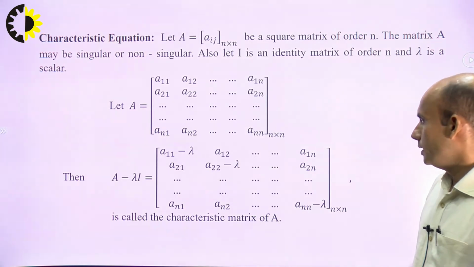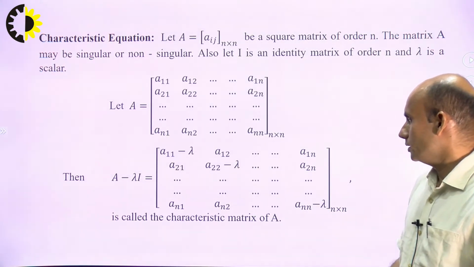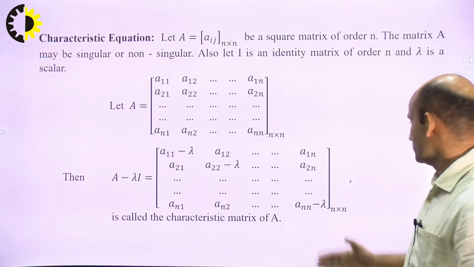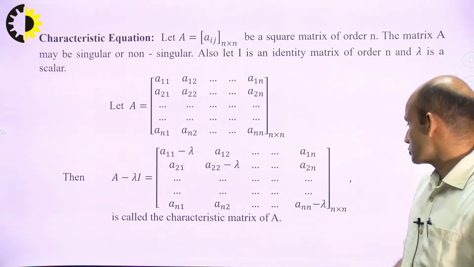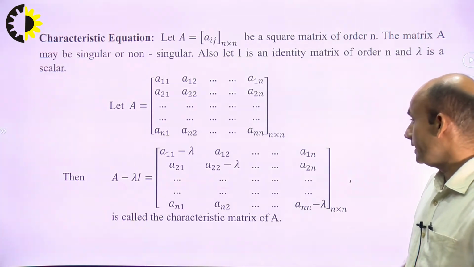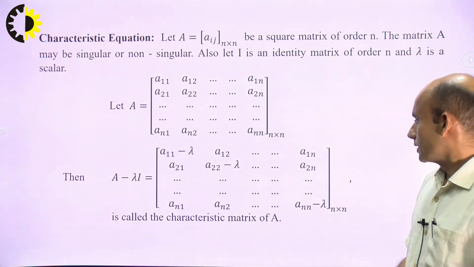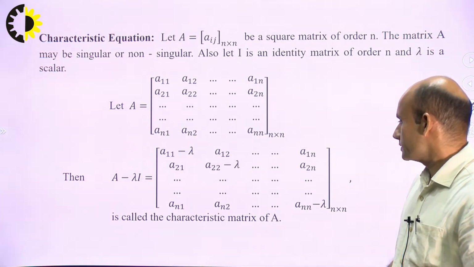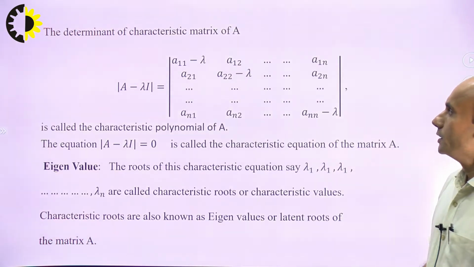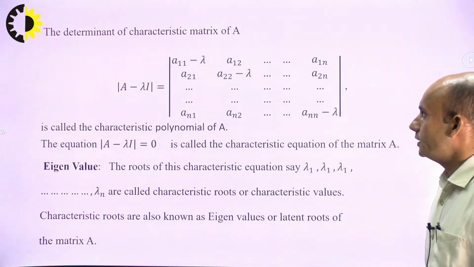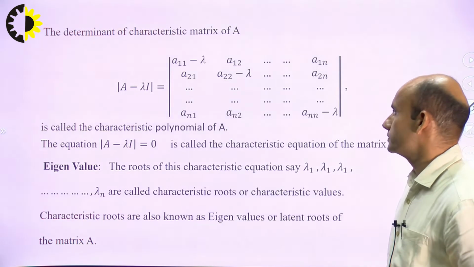Now we have a matrix A minus lambda I, which is equal to this one, and which is also a matrix of order n by n, where I is the identity matrix of order n. And this matrix is known as the characteristic matrix of matrix A. Now we have to find the determinant of the characteristic matrix.